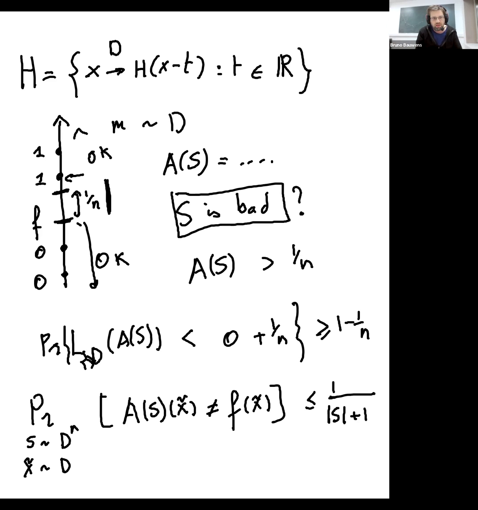Only for this one special point, when x tilde is the smallest value that has a positive label, do you make a mistake. So you directly see that this probability is bounded by 1 divided by the size of s plus 1. So that's what you were trying to say.